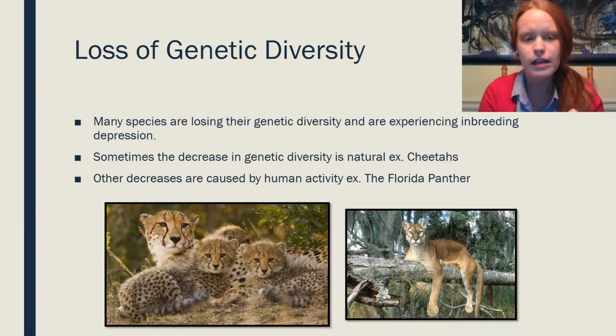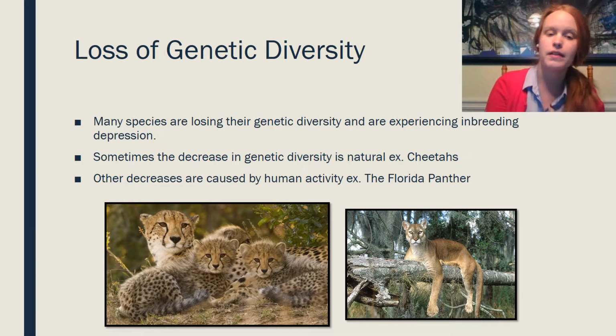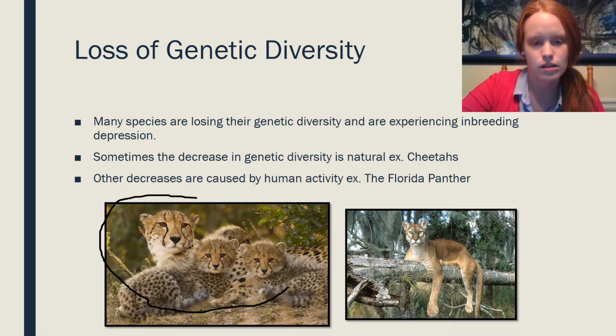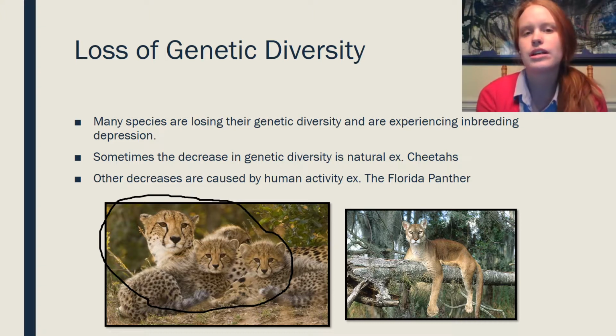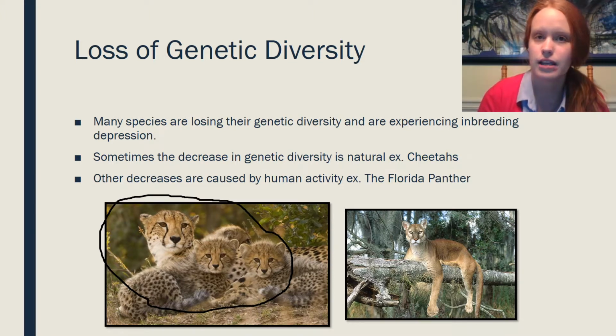that occur. Now, some of the decrease in genetic diversity is natural. It just naturally happens. One example of that is the cheetah. The cheetah is this one that I'm circling right now. There it is. Aren't they cute? I got a mama and her babies. Scientists believe that the cheetahs experienced a major bottleneck, a thinning of their population, about 10,000 years ago, and that's what caused their genetic variation to be so small, so limited.